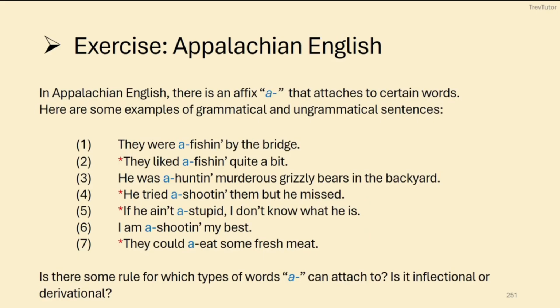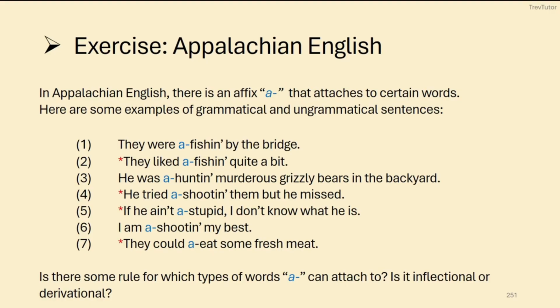Now, one more problem related to this. This is kind of interesting. I know this slide is very wordy, but it's a very interesting problem. So Appalachian English has this affix a, and it attaches to certain words. And I'm going to give you some examples of sentences that are good or bad.